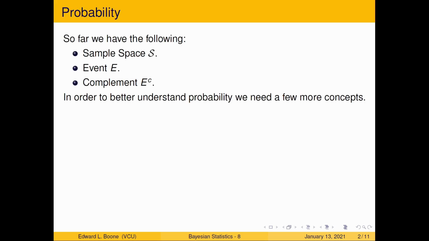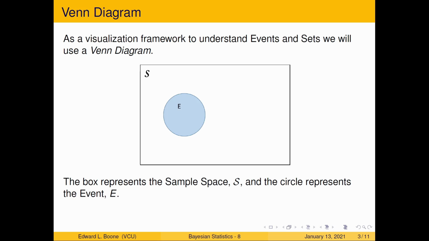All right, so far we've talked about the sample space denoted with an S, an event E, and its complement. We did this in the last video. Now we need a few more concepts in order to understand probability. Okay, so here we're going to look at a visualization approach to this.